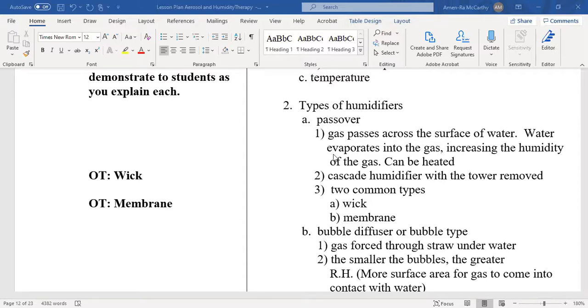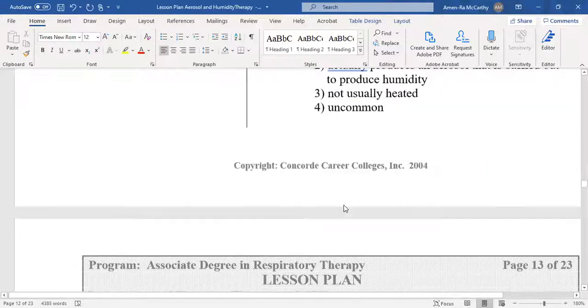The passover is a cascade humidifier with the tower removed. That's what a passover is. Even though we don't use the tower anymore, we heat from the what? From the bottom, from a little hot plate. It sits on a little heater. And so when it's on heat, it's called a cascade. When it's not on heat, it's a passover. All right, so I'm gonna put right here, passover, no heat. Cascade will be with the heat.